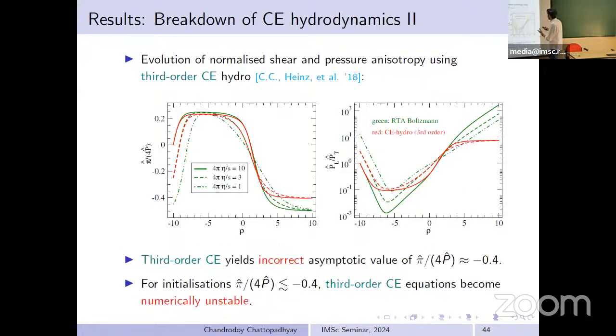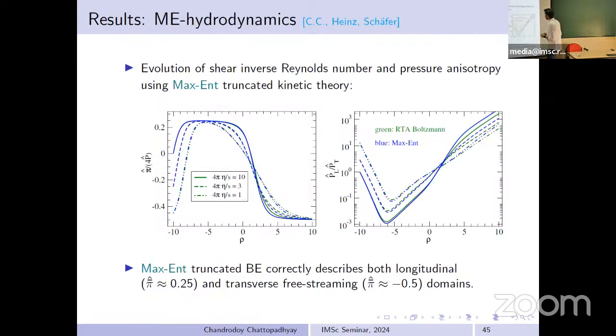Going to third order does something, but it still does not reach the right asymptotic limit for this flow profile. And also for certain initial conditions, I cannot even initialize this third order hydro. But the moment we use the maximum entropy framework, we see that even at late times, it is in very nice agreement with results of kinetic theory. This is an extremely off-equilibrium scenario. So it correctly describes both the early and the late times of this flow profile where traditional hydro breaks down.